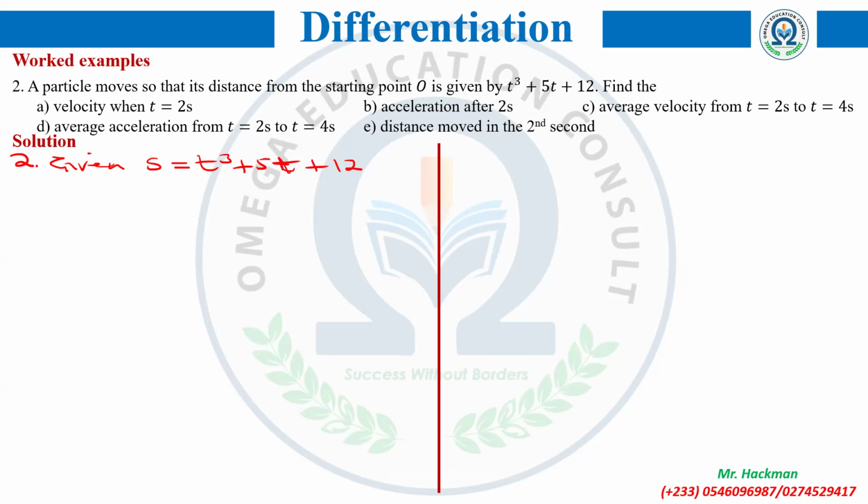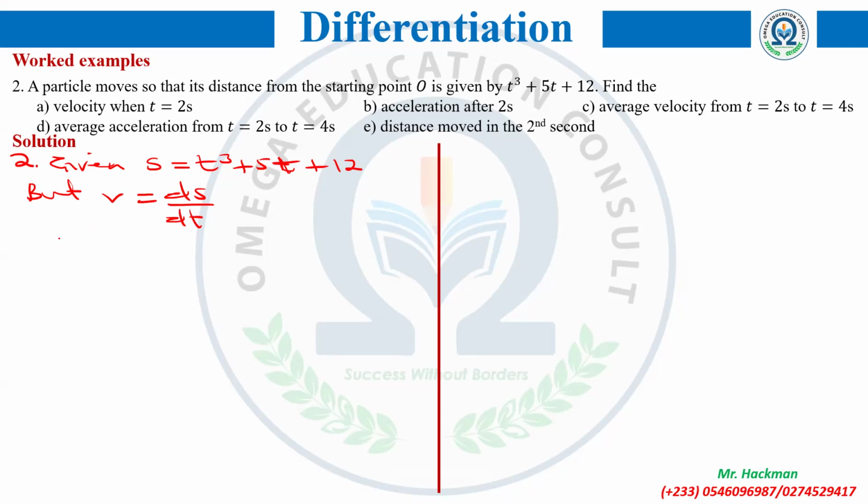We are supposed to find the velocity when t is equal to 2 seconds. So we need the general velocity before we can find the particular velocity. The general velocity will be the velocity at time t seconds, and the particular velocity will be at a specific time. So velocity v will be equal to ds/dt.